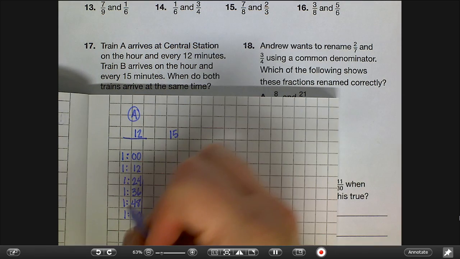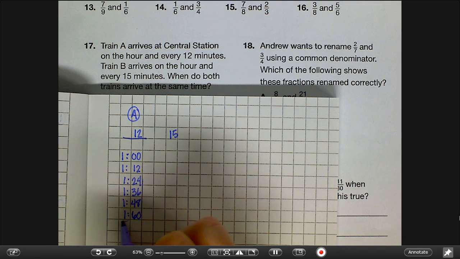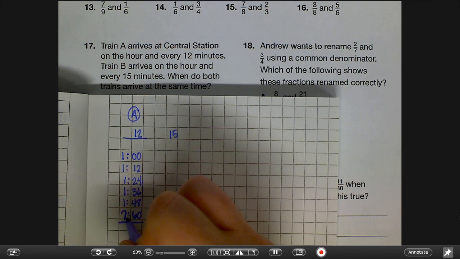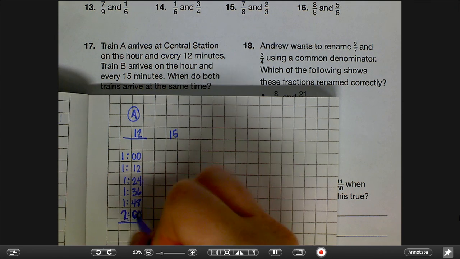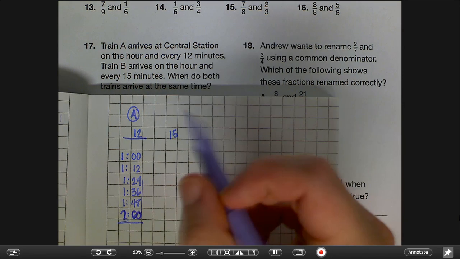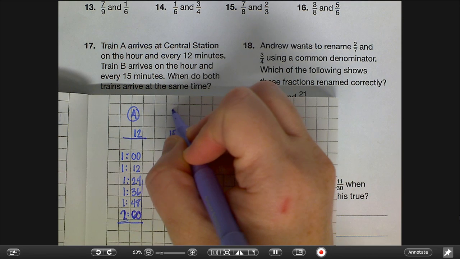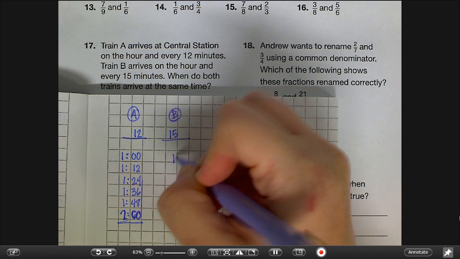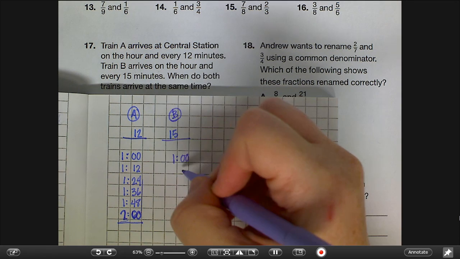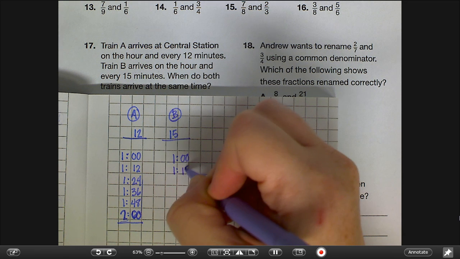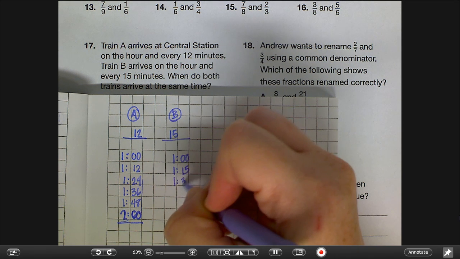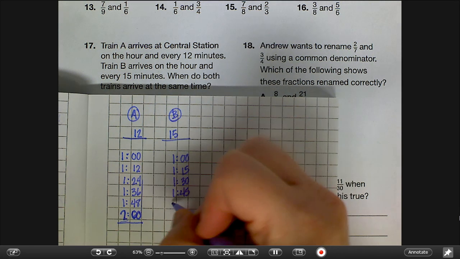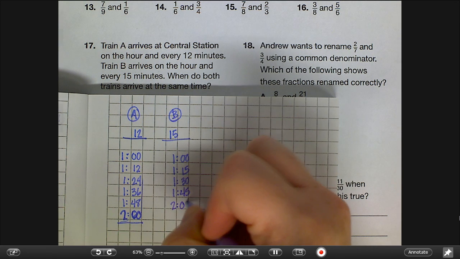Okay, and actually, I just noticed a mistake. 1:60 is not a real time. It would be 2 o'clock. Okay, that was silly. Okay, so let's try train B. It arrives every 15 minutes. So on the hour would be 1 o'clock. Then it would arrive at 1:15, 1:30, 1:45, and then again at 2 o'clock.